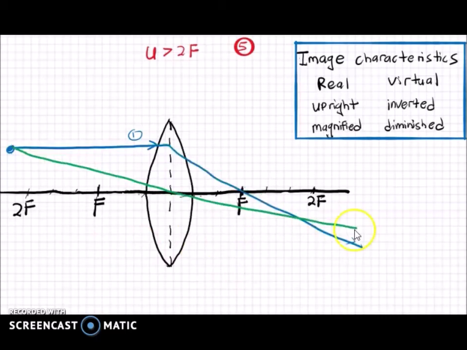The image formation here will be at this part, which is slightly smaller compared to the object. So the image characteristics here will be real, inverted, and smaller in size. So this is diminished. I hope you can understand this 5th position. Let us continue with the last one.